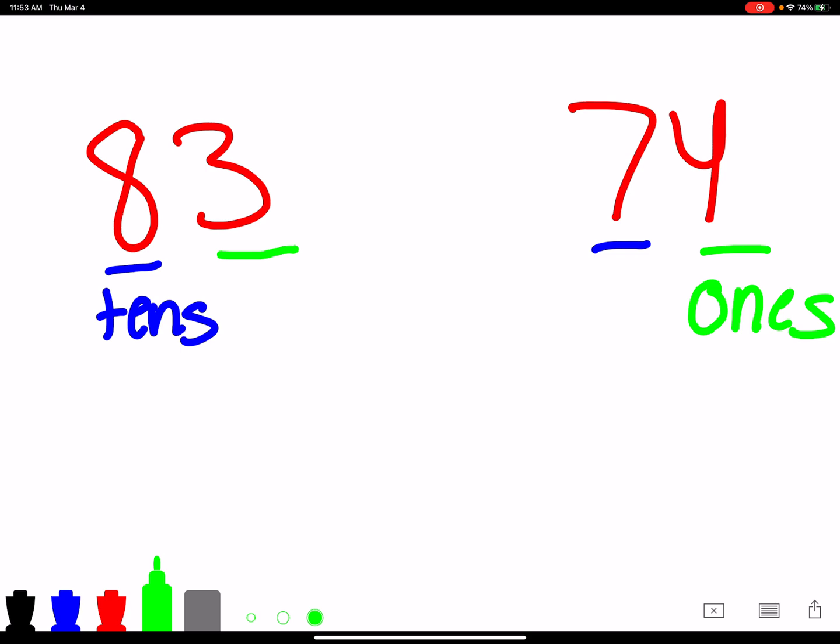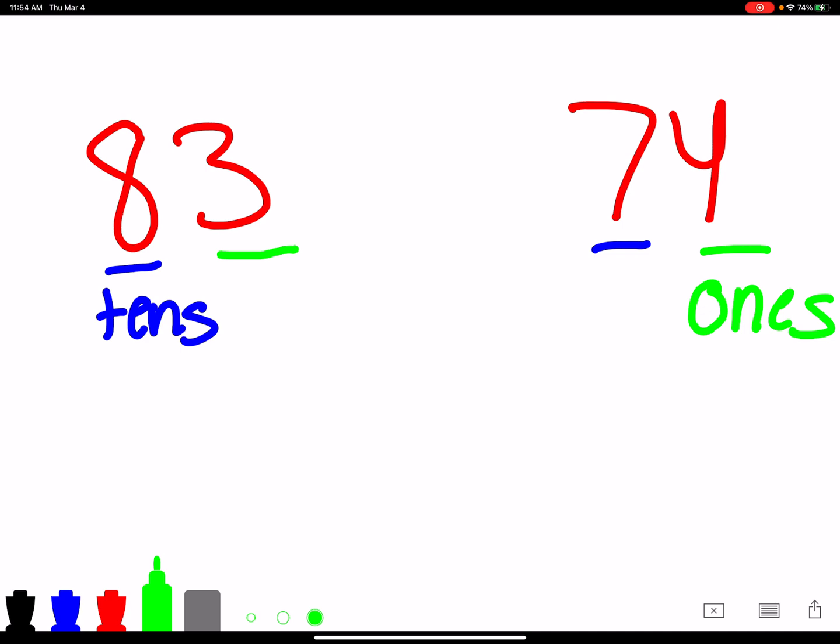What I like to do when I'm trying to compare numbers to see which number is bigger is look at the number in the tens place first. So if we look in the tens place, we have 8 and 7. So what number is closer to 0 on the number line? Is it the 7 or the 8? If we count 0, 1, 2, 3, 4, 5, 6, 7. We have 7 that's closer to 0, so that means 7 is going to be the least.